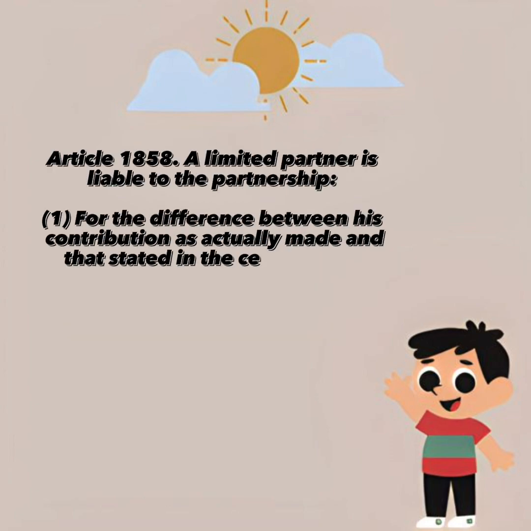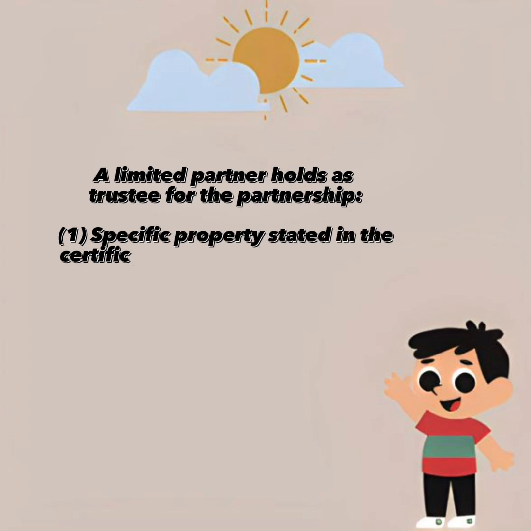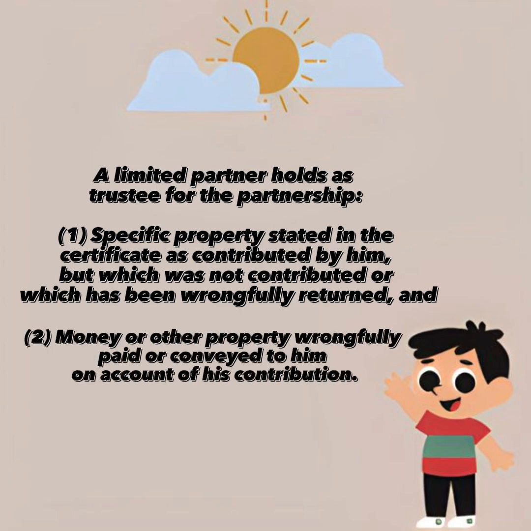Article 1858. A limited partner is liable to the partnership, one, for the difference between his contribution as actually made and that stated in the certificate as having been made, and two, for any unpaid contribution which he agreed in the certificate to make in the future at the time and on the conditions stated in the certificate. A limited partner holds as trustee for the partnership, one, specific property stated in the certificate as contributed by him, but which was not contributed or which has been wrongfully returned, and two, money or other property wrongfully paid or conveyed to him on account of his contribution.